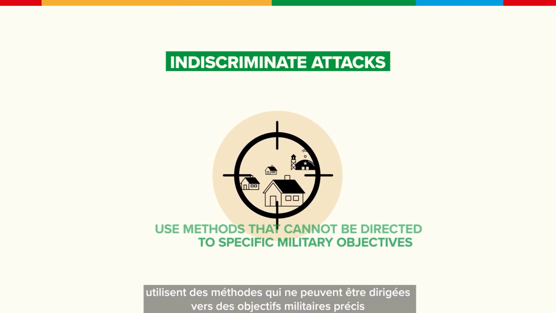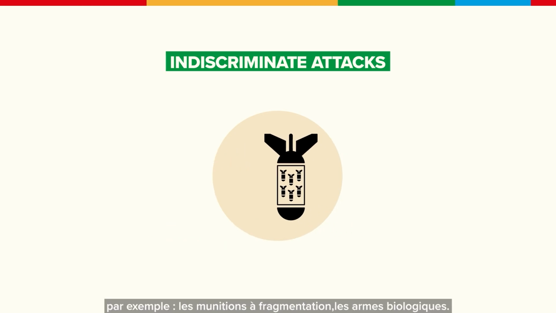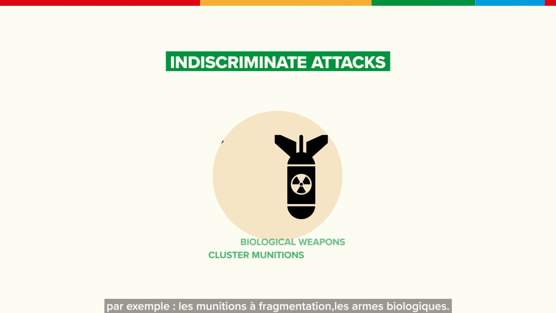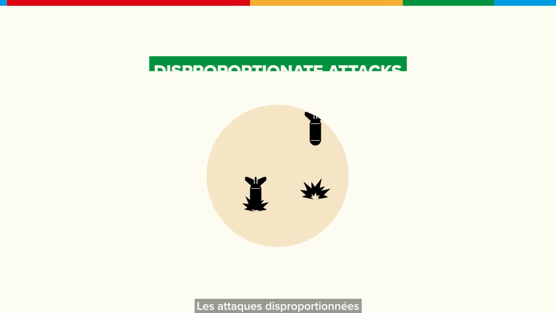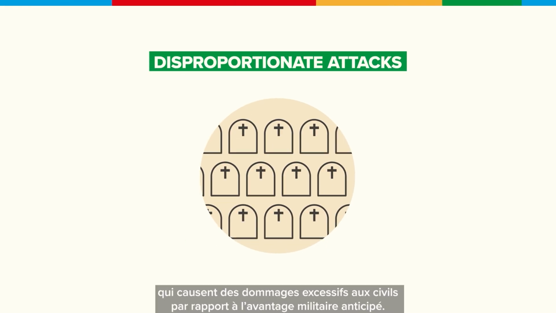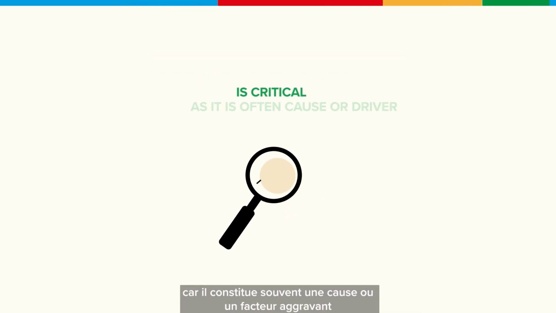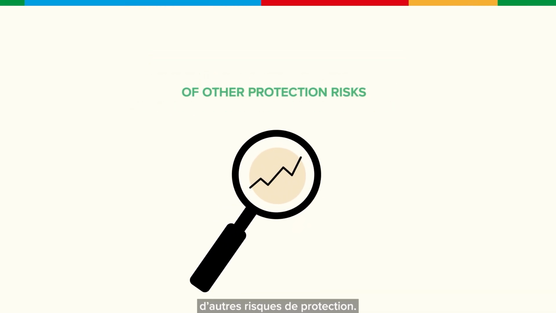methods that cannot be directed to specific military objectives or cannot be limited, for example, cluster munitions, biological weapons. Disproportionate attacks cause excessive civilian harm compared to the anticipated military advantage. Identifying and monitoring this risk is critical, as it is often a cause or driver of other protection risks.